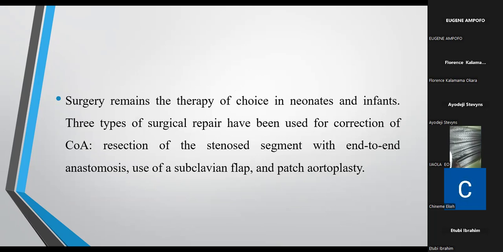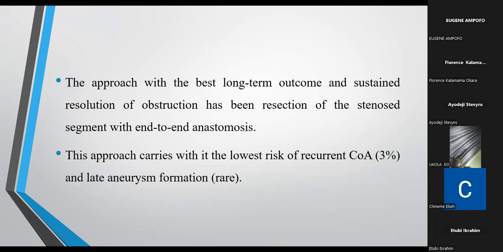Surgery remains the therapy of choice in neonates and infants. Three types of surgical repair have been used for correction of coarctation: resection of the stenotic segment with end-to-end anastomosis, use of a subclavian flap, and patch aortoplasty. The approach with the best long-term outcome and sustained resolution of obstruction has been the resection of the stenotic segment with end-to-end anastomosis. This approach carries the lowest risk of recurrence, that's 3%, and late aneurysmal formation, which is said to be very rare.